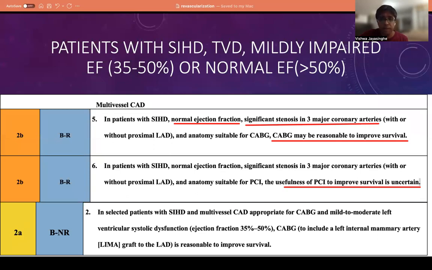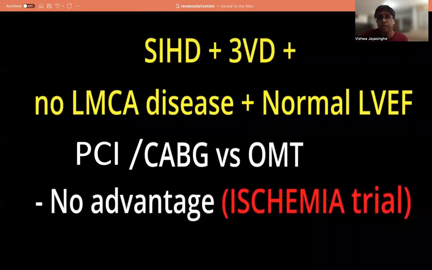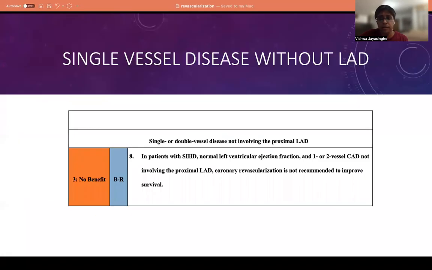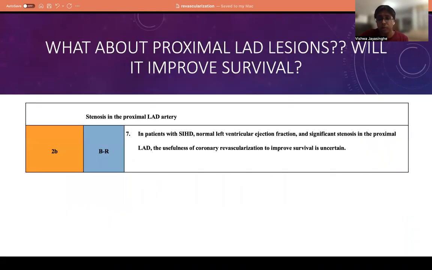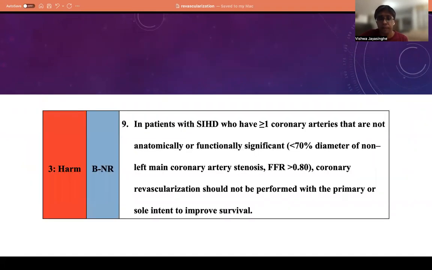Revascularization benefits are now uncertain on the basis of the ISCHEMIA trial. For LAD and non-LAD disease, simply, you should not do PCI, as the benefit, whether it's improved survival, is uncertain. And even for proximal LAD lesions, the benefit of revascularization is uncertain.